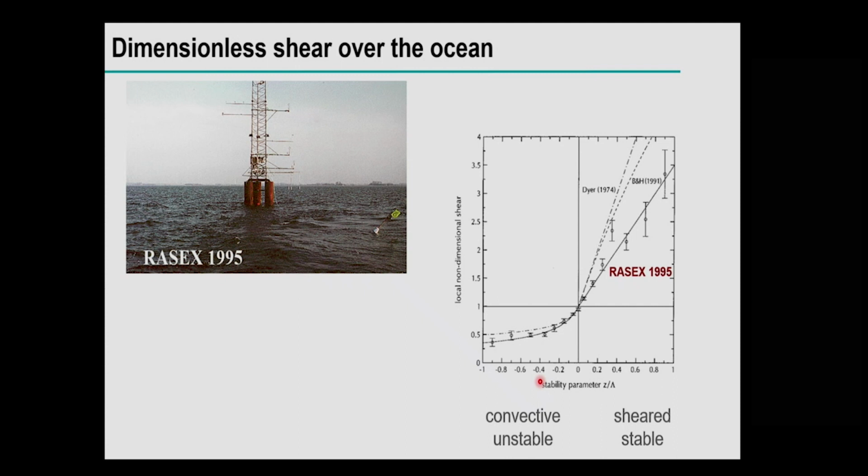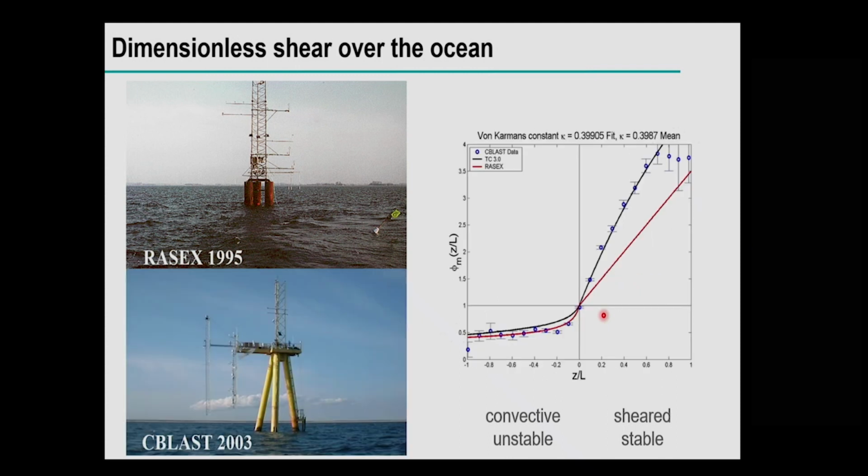So here's one of the historic data sets, RASEX in '95, and you can see that. So this is the dimensionless shear plotted against this stability parameter, or z over L, that I talked about before. And you can see how the data from the ocean diverges from what was measured on land. And then they continued on in another big experiment, the CBLAST, in 2003. And you can see that, yet again, you have a different shear profile.